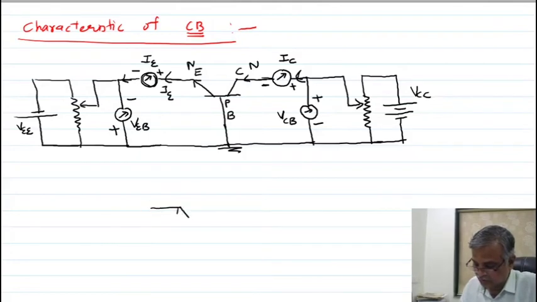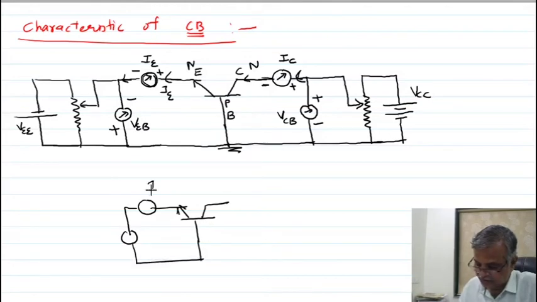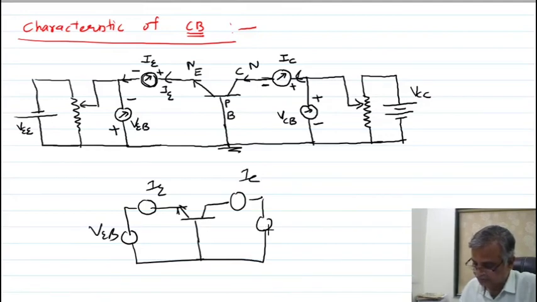See, this is your common emitter configuration. To measure one input current, you connect like this. So: input current meter, input voltmeter, output current meter, output voltmeter. Simple. Now current is flowing in the outward direction, the emitter current. So current will flow like this, this is plus minus.